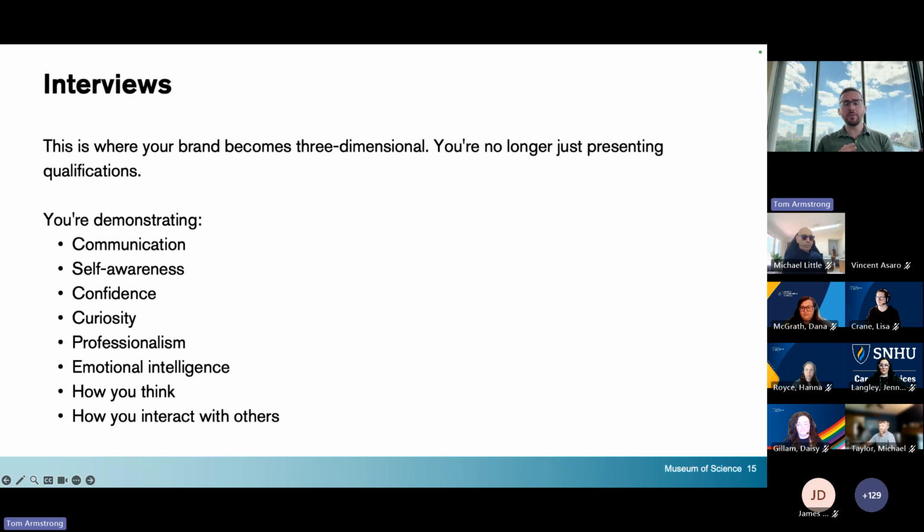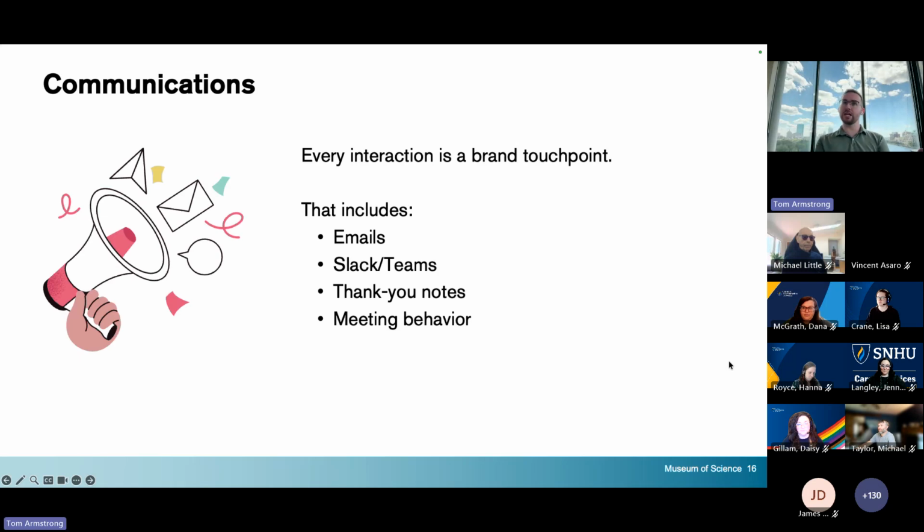Be mindful of who you're interacting with. If you go on site for an interview, you want to acknowledge everyone you pass and meet, and just demonstrate a little more of a friendly demeanor. And then overall communications. So every interaction is a brand touch point. That includes emails, Slack and Teams messages, thank you notes, meeting behavior.